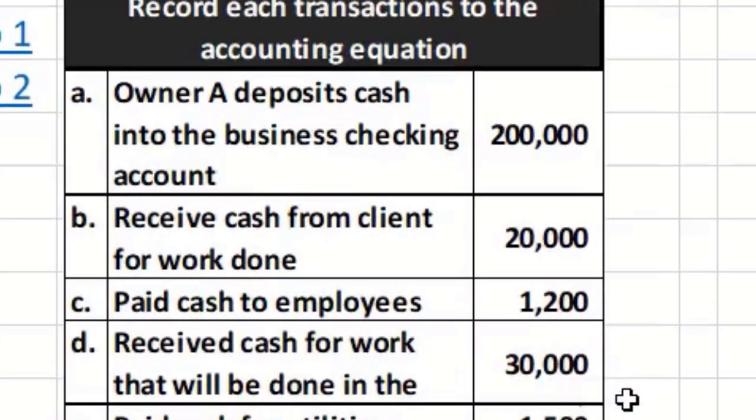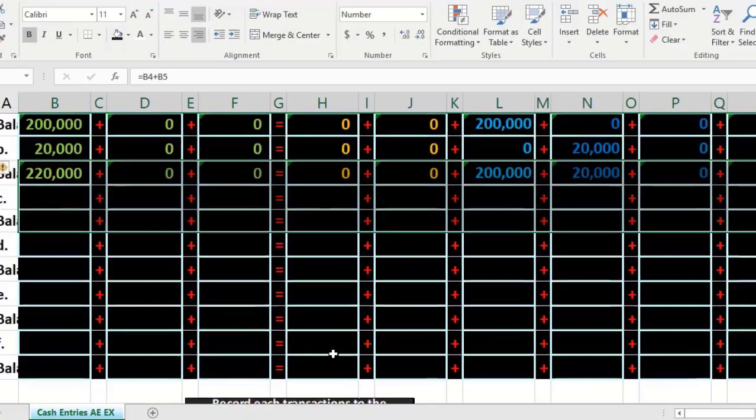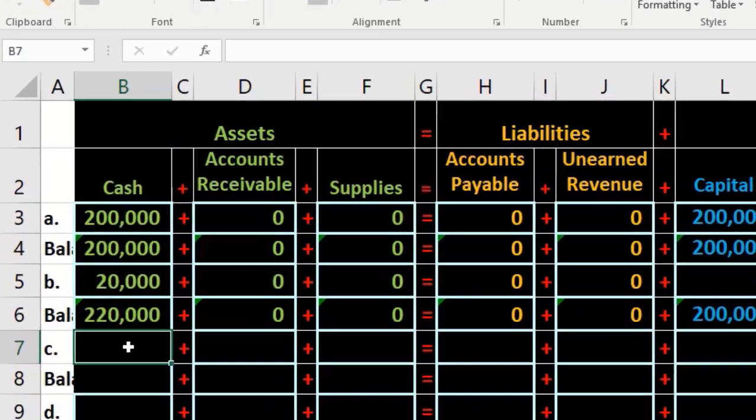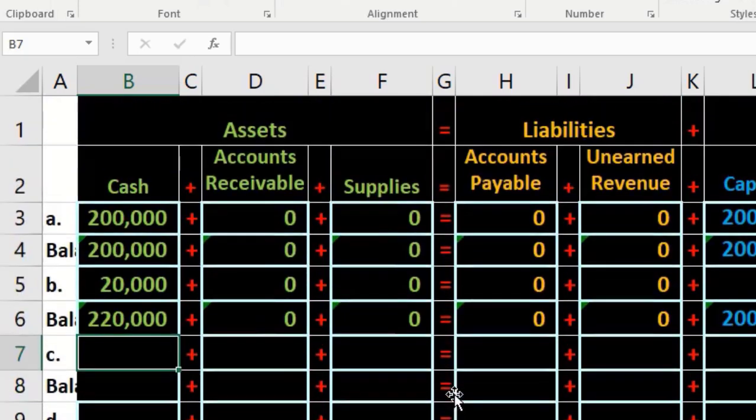So let's take a look at C, where it says, paid cash to employees, 1,200. Question then is cash affected? And of course it is. Cash is affected with all these transactions, and cash is going up or down. In this case, we're saying we paid the employees. Now remember, whenever we look at these problems, we are not the employee. We may have more experience being the employee and getting paid by a business, but in this case, we are the business. And therefore cash is going down for the business, and of course up for the employee. So it's going down for the business.